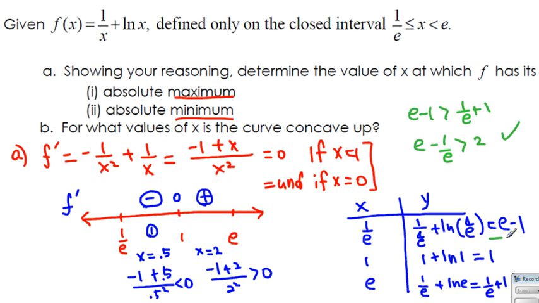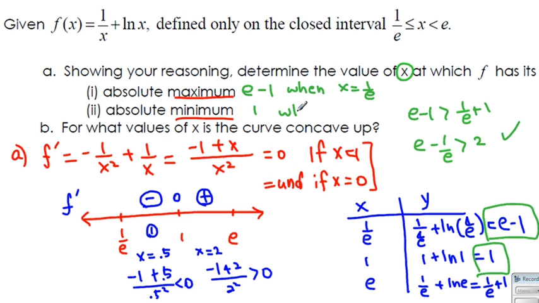So our maximum value seems to be right over here, and minimum value seems to be right over here. And this one is the absolute maximum, so e minus 1. But that happens when x equals 1 over e, because they're looking for the value of x. The absolute minimum is equal to 1, but when x equals 1.